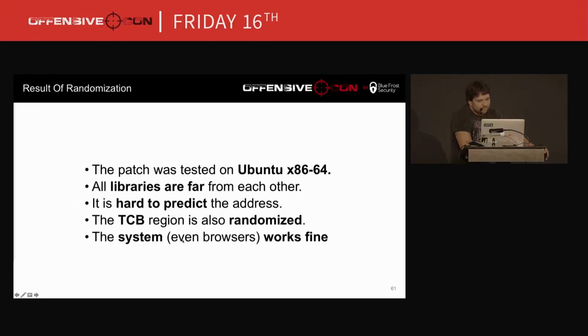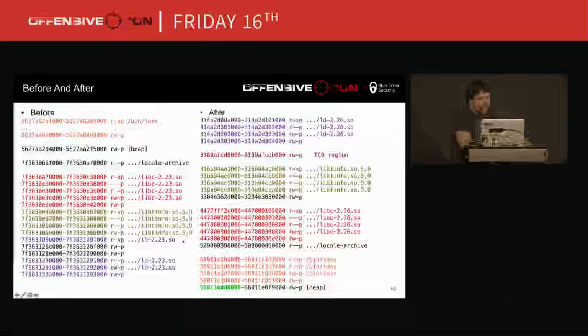Very simple, honestly. I've tested this patch on the current Ubuntu, and I really like it because libraries are hard to predict. The TCB is somewhere outside the scope. You will never find it. And the system works fine. I even tried different browsers. I watched YouTube. It works. So can you feel the difference in this picture? Before is the current randomization and after is the new one.